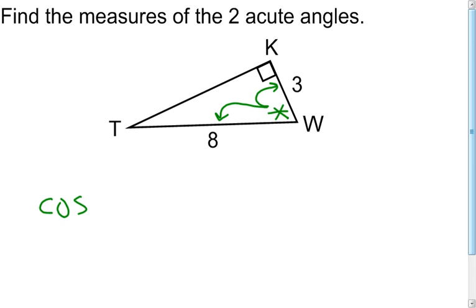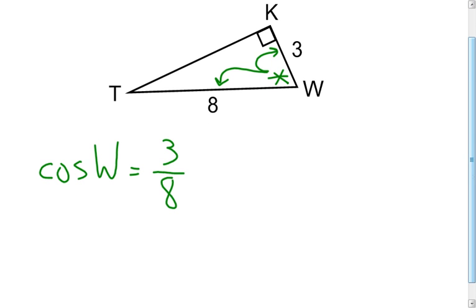So I'm going to do the cosine of, and now this is always an angle I don't know, so I use my variable of W. Cosine, remember, is adjacent, which in this one is 3, over hypotenuse, which is 8. Now I can use my calculator. I'm going to take the inverse cosine of both sides. If I do that, it's going to tell me that W equals the inverse cosine of 3/8.